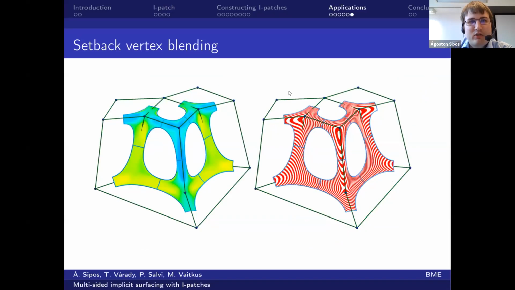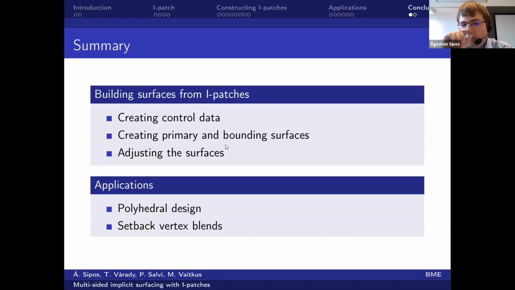And here you can see a composite vertex blend structure created from a polyhedron. So here are the faces that are not shown on the picture, and these are the blended vertices. So let me summarize our research.